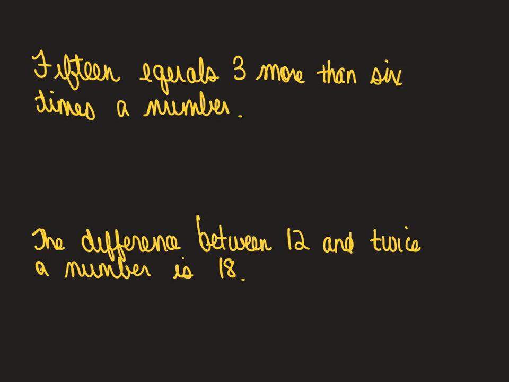All right, let's try taking a whole bunch of words and making a math problem out of them. 15 equals 3 more than 6 times a number. Okay, well, I heard equals, so I think I'm going to start there. There's my equals. So that means the stuff over here is on one side of the equal sign, and the rest of it is on the other side. So I'm going to put my 15 right here. 3 more than, I'm going to put that stuff over here.